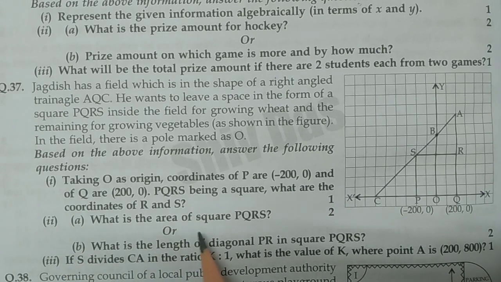What is the area of a square PQRS, or what is the length of diagonal PR in the square PQRS? Okay. Now the third one. It's given that if S divides SA in the ratio K:1, what is the value of K, where the point A is (200, 800)? It is also carrying one mark. So in total there are 4 marks.